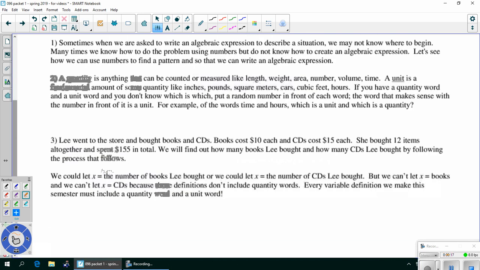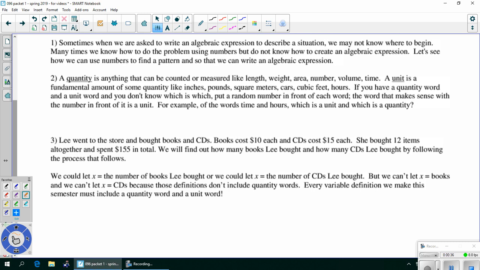Number 1. Sometimes when we are asked to write an algebraic expression to describe a situation, we may not know where to begin. Many times we know how to do the problem using numbers, but do not know how to create an algebraic expression. Let's see how we can use numbers to find a pattern so that we can write an algebraic expression. First, a quick detour.